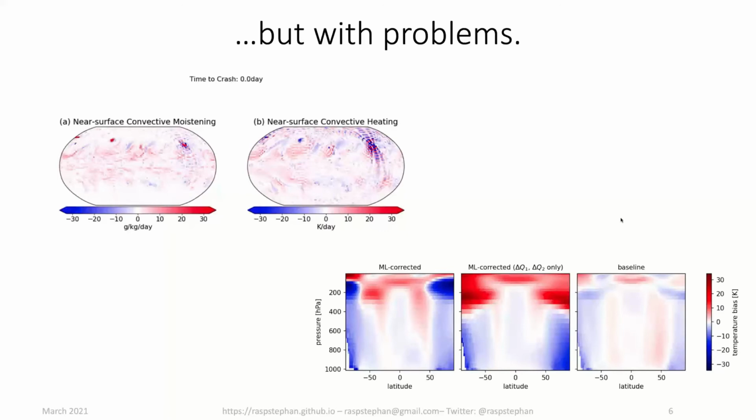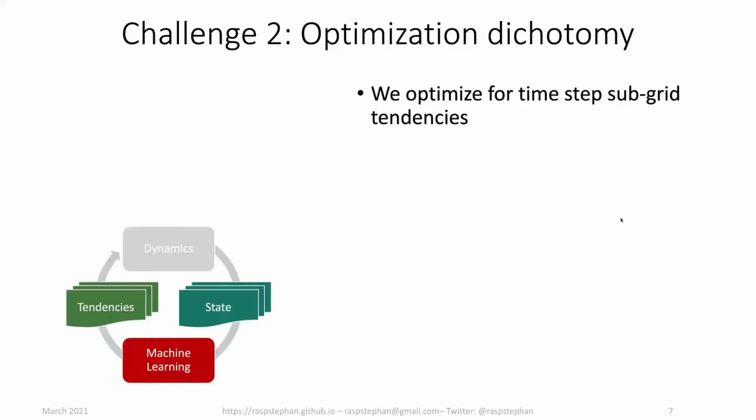And I call this issue the optimization dichotomy. A dichotomy is a really strong contrast between 2 points. The contrast is essentially between what are we optimizing for? We're building this training data set, we're training a machine learning model to map from state to tendency. This is what we're optimizing for.